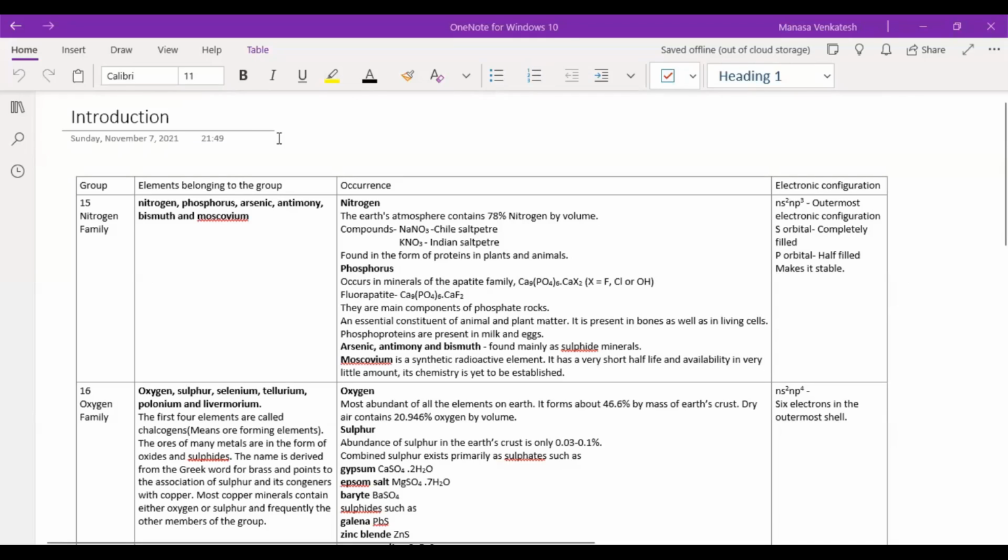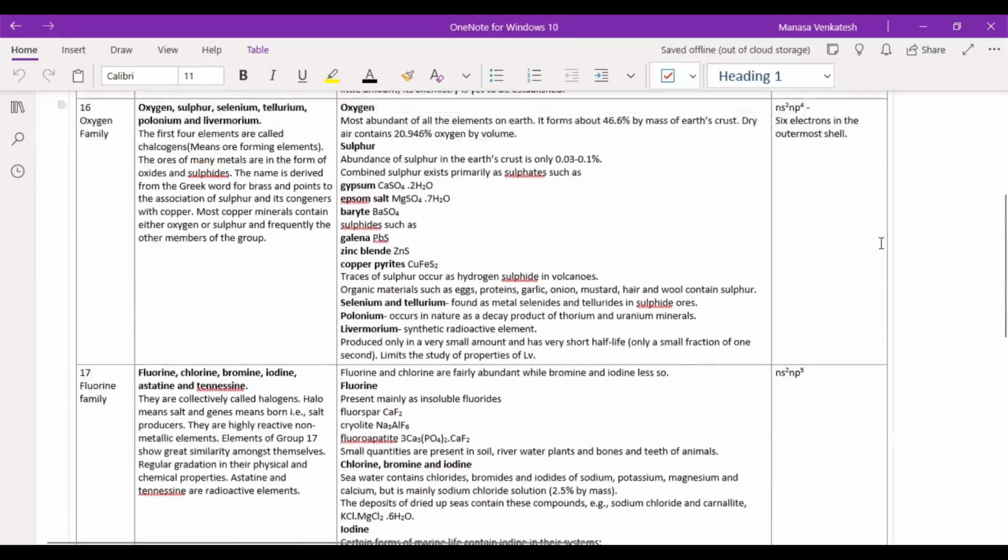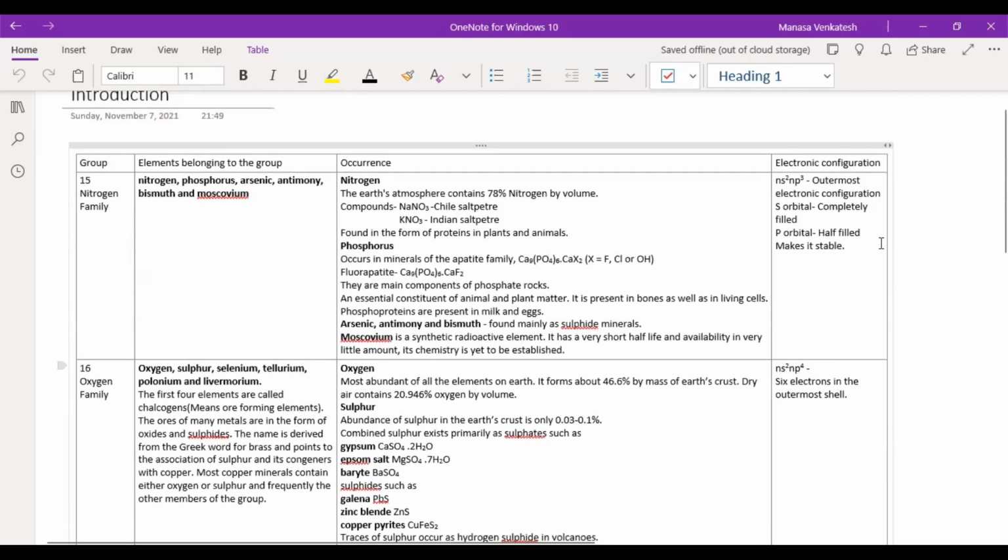We're going to be talking about the elements of each of these groups, the occurrence, and because the occurrence is basically a theoretical topic, I would suggest you to go through all of the occurrence of all of these elements in this table, and it includes almost everything in the textbook, and the electronic configuration. So group 15 is the nitrogen family.